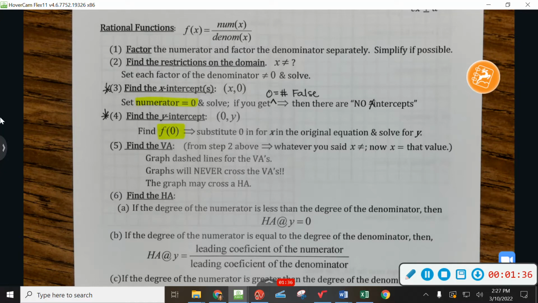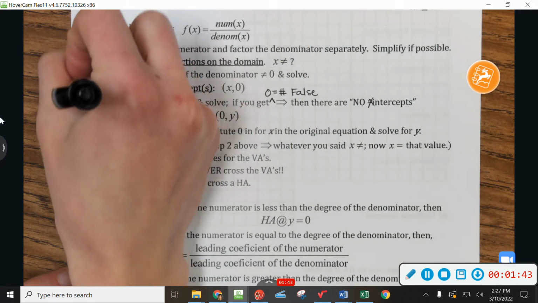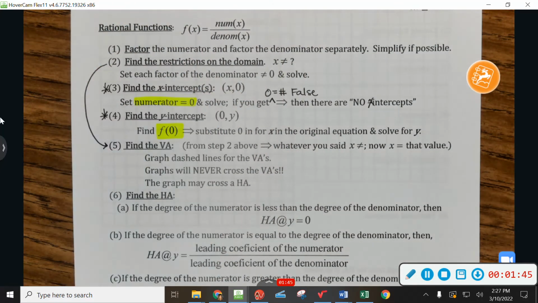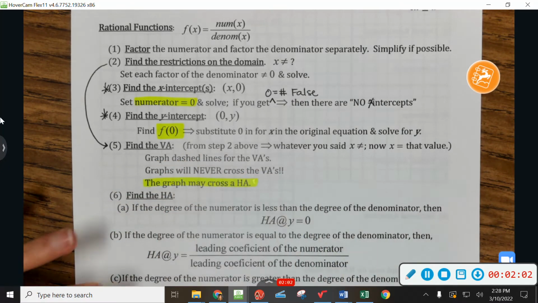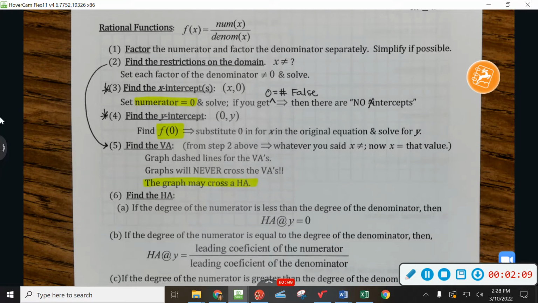Okay? I put original because some of these are going to be simplified, so just always go back to your original. Now remember that your restrictions on your domain tell you what your vertical asymptote is. Okay? Whatever it cannot equal is what your vertical asymptote is. Now remember that you cannot cross vertical asymptotes, but there are going to be situations that we look at this class that was not in last lesson, that sometimes your graph can cross the horizontal asymptote, but it can never cross the vertical asymptote. Okay?